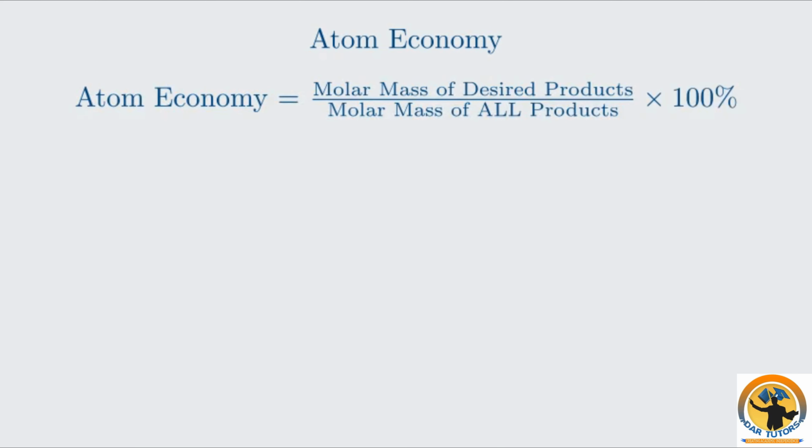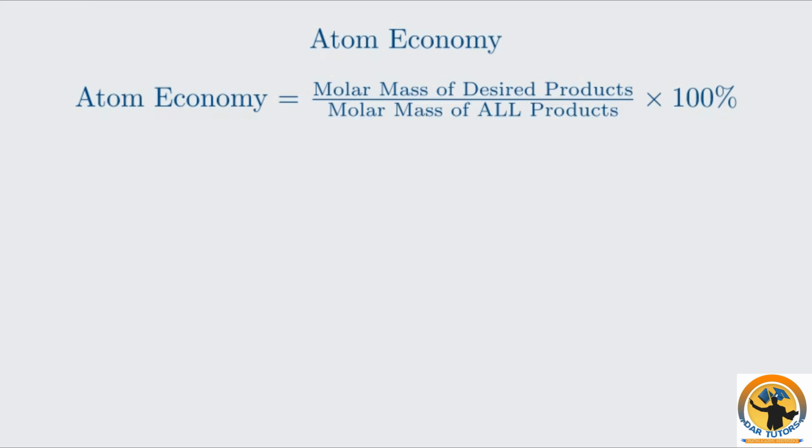An extension of yield is atom economy, a concept important in the principles of green chemistry. Atom economy is a measure of the efficiency of a chemical reaction. It specifically looks at how much of the starting material's atoms end up in the desired product, rather than being wasted in byproducts. The formula is the sum of the molar masses of the atoms in the desired products, divided by the sum of the molar masses of the atoms in all products, including byproducts, times 100. A high atom economy is desirable because it means less waste is generated, making the process more sustainable.